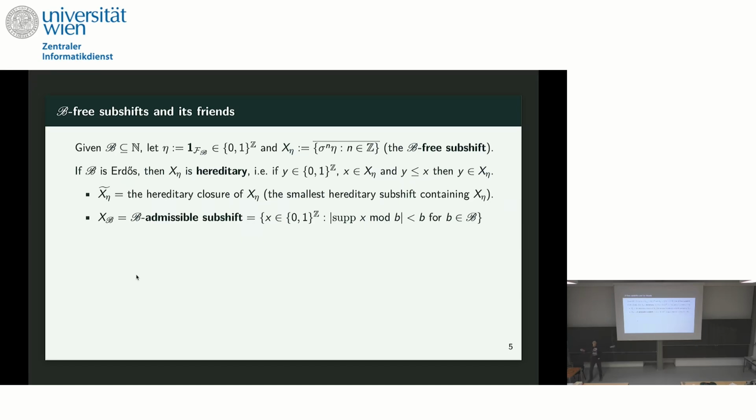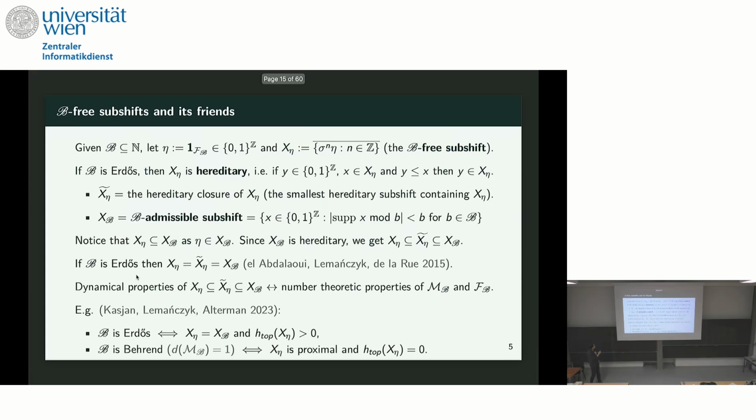So in other words, the sequence that you have arrives this way. You put arithmetic progressions of 0 of distance B somewhere for each B, and you fill in the rest with whatever you want. And since eta is an admissible sequence, eta is in this X_B, it means that the B3 subshift is a subset of the B admissible subshift. So we have this inclusion.